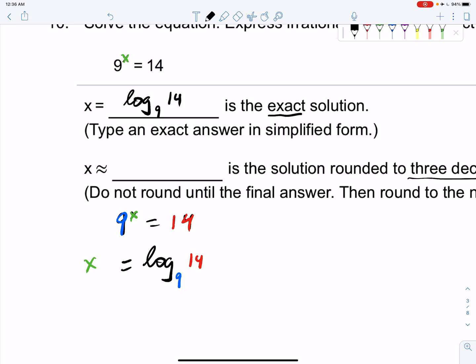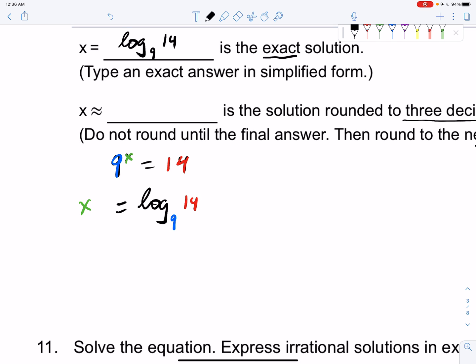Now, if I want an approximate answer rounded to 3 decimals, I need to put that in the calculator, and we don't have a base 9 on the calculator. So we use something called the base change theorem, which we talked about, and we can change this into whatever base we want. But since we want to calculate it, we only pick bases our calculator has. There's only two. The natural log, ln, which would be the natural log of 14 divided by the natural log of 9.